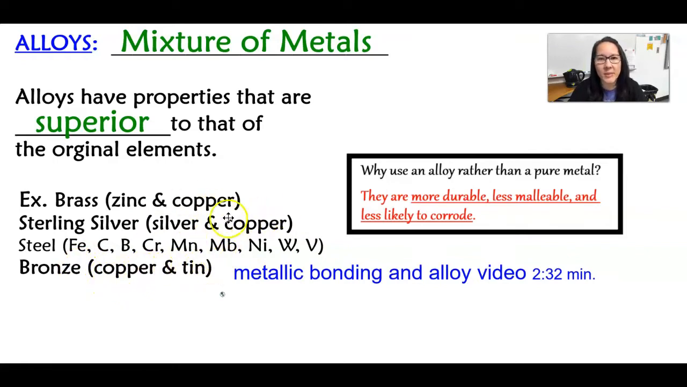So when you mix metals together to form an alloy, this is done because alloys are more durable, less malleable. They're not as easy for you to mold and shape, which is a good thing. You want them to be strong. And they're less likely to corrode. So let's take a look at this metallic bonding and alloy video.